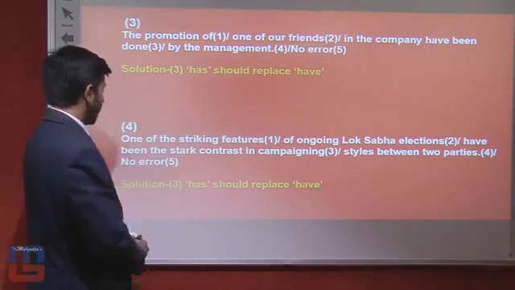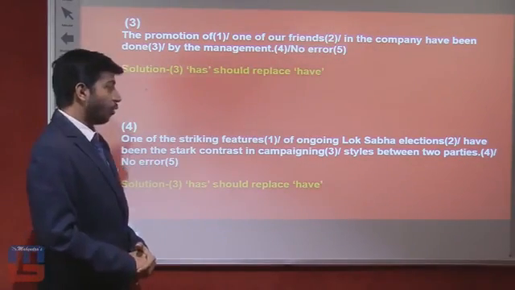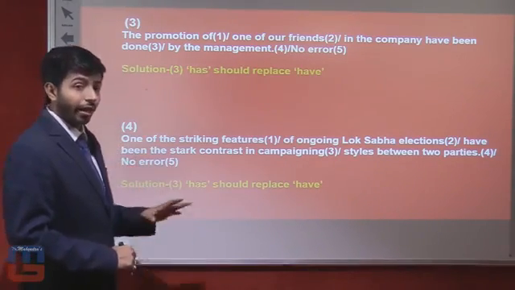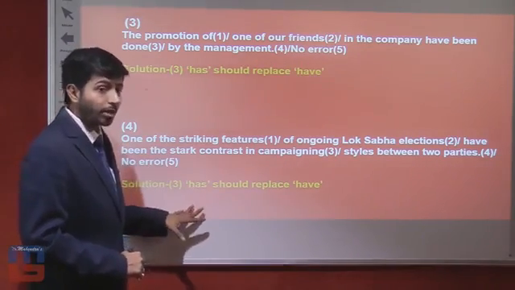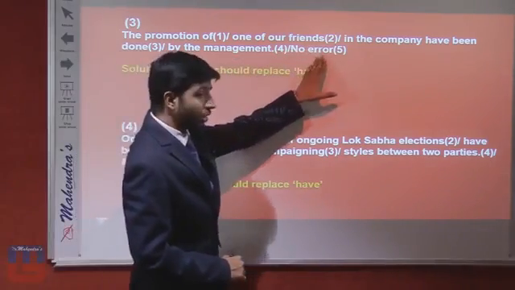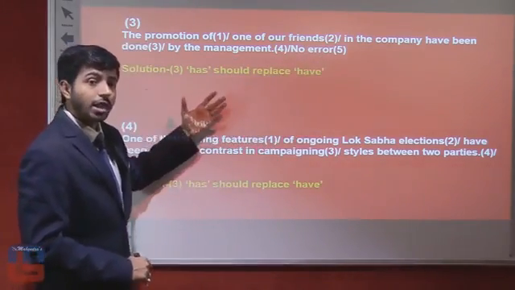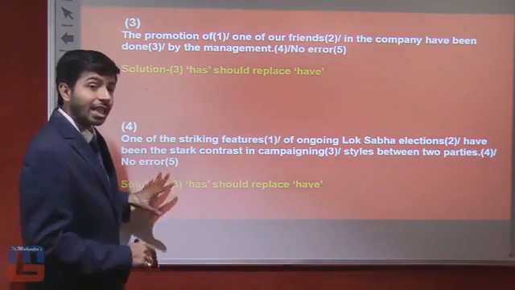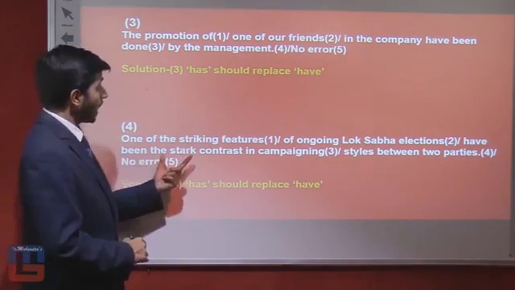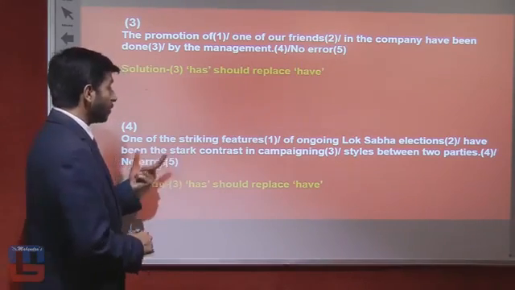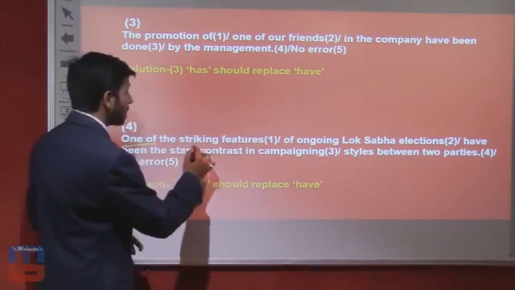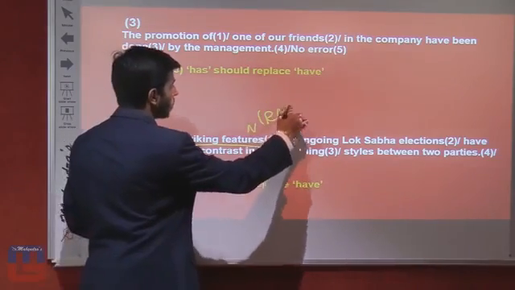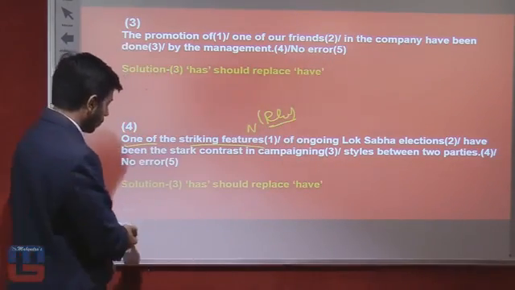Next statement: One of the striking features. As we have already discussed this rule, but here it has its own importance. Earlier, one of our friends was used with some part before it, but here the sentence starts with "one of the striking features." As we have already mentioned, one of plus a plural noun, with the noun in plural form. So there is no error in part 1.